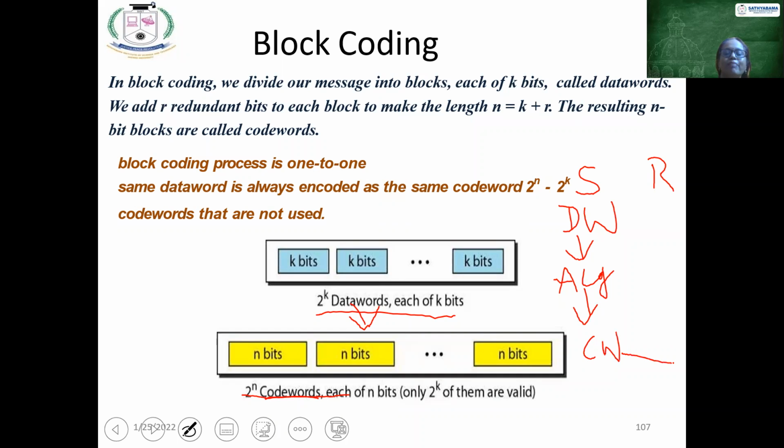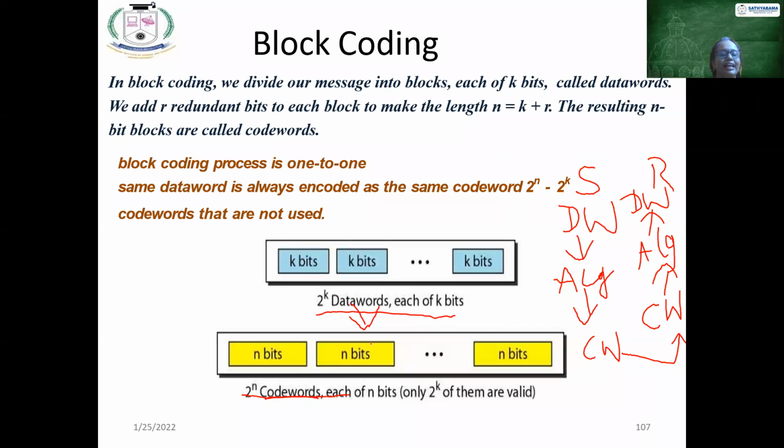That code word is transmitted over an unreliable transmission. Why do we say unreliable? We can't be sure that the received word will be correct or not. On the receiver side, I receive the code word, and again there is an algorithm to check whether the code word is correct or not. Then we obtain the data word. Is that clear? Can we understand what a data word is and what a code word is on the sender side?